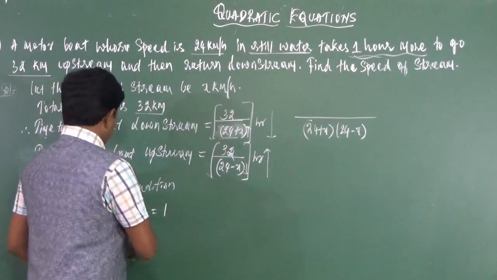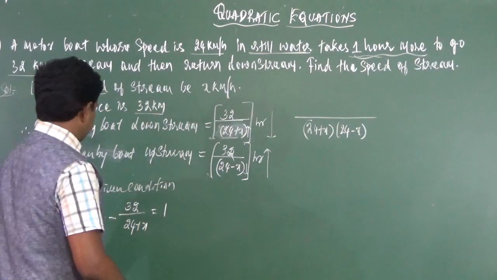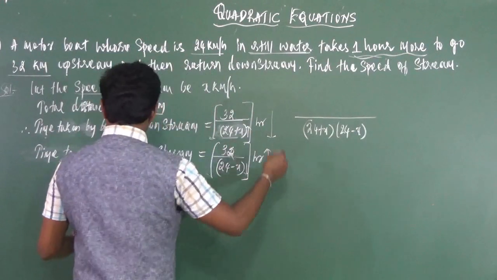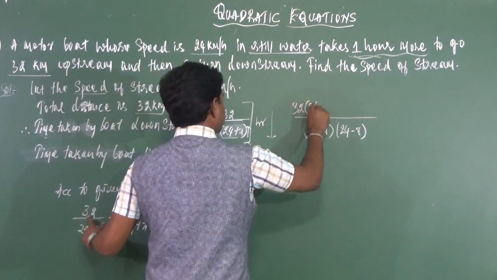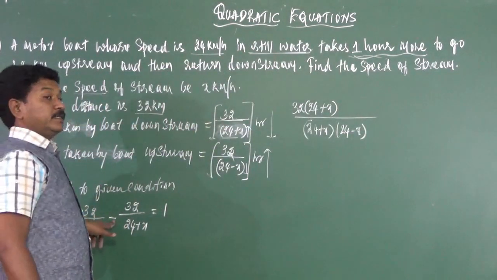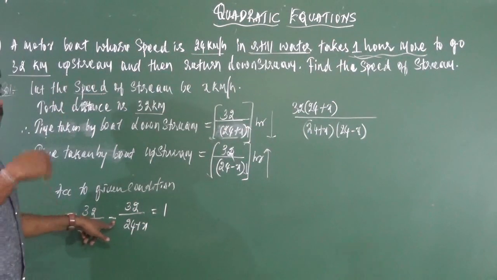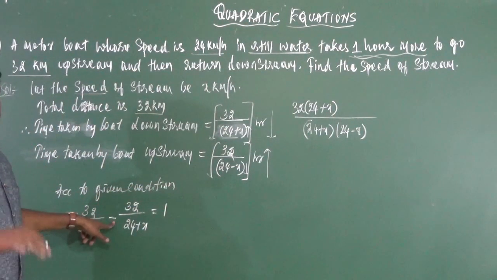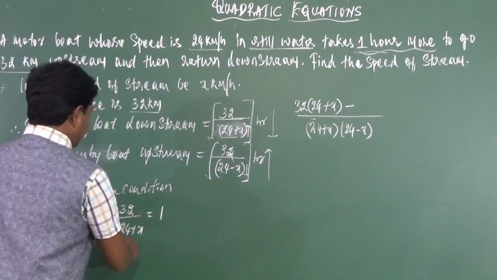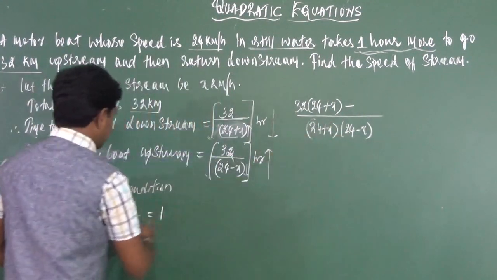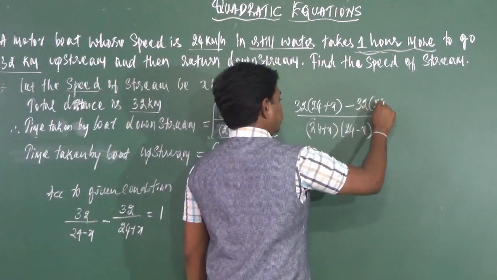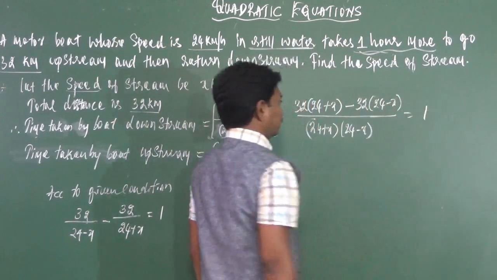So 32 by 24 minus x into the LCM. 24 minus x cancels, so the remaining is 32 into 24 plus x. What is the sign here? You have to be very careful. If it is plus, no problem. If it is minus, as in the further step you are going to get the binomial, you should be very careful there. So minus 32 by 24 plus x into the LCM. 24 plus x cancels. So 32 into 24 minus x, is equal to 1.